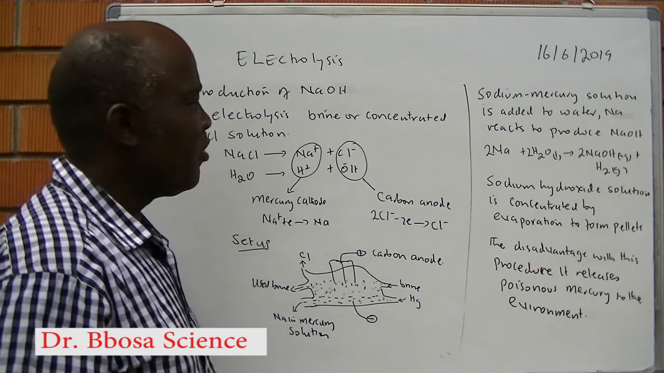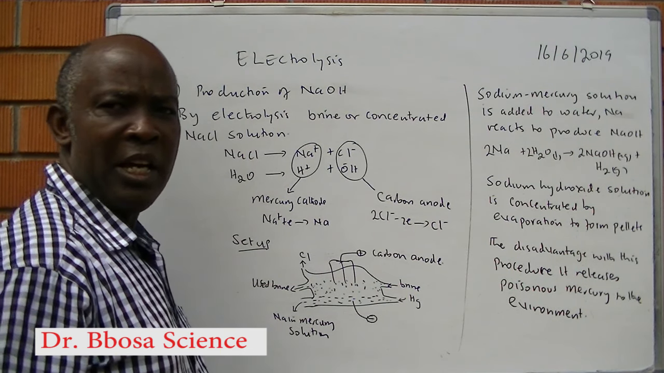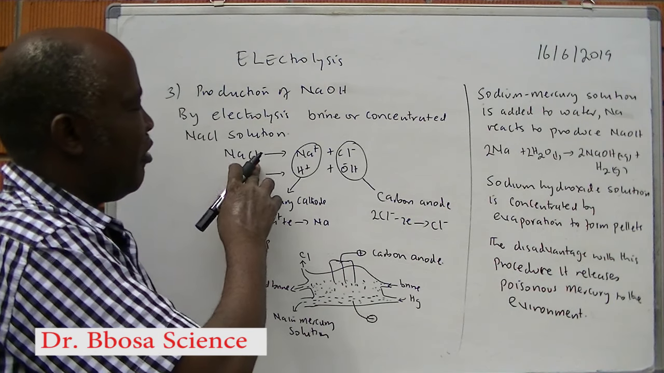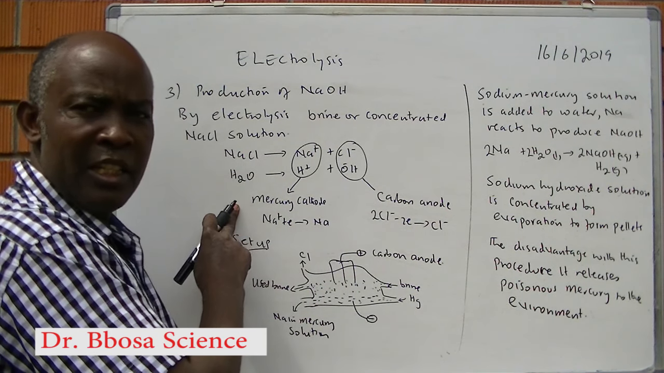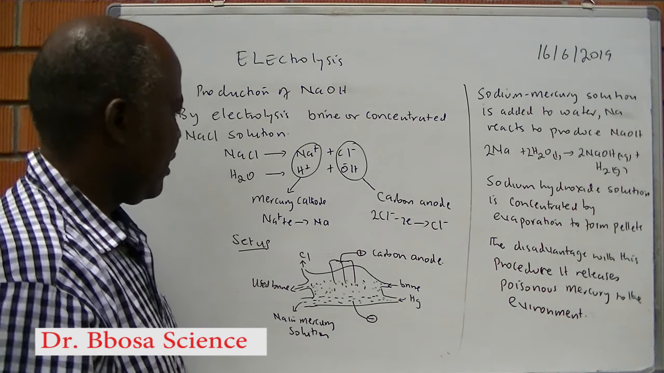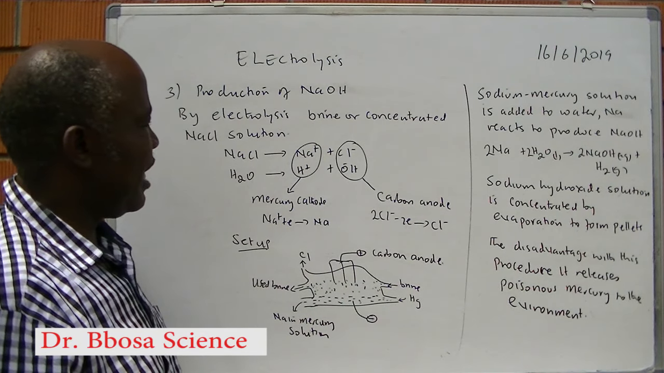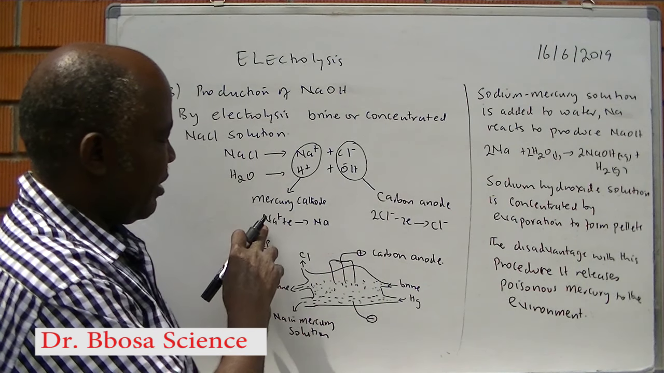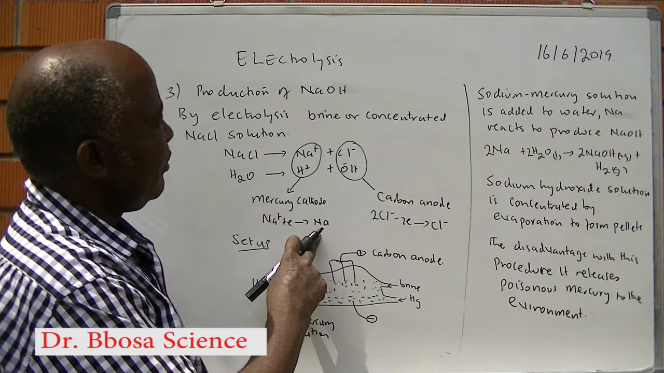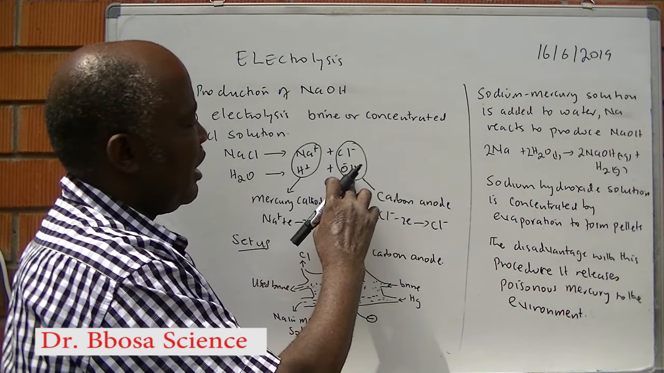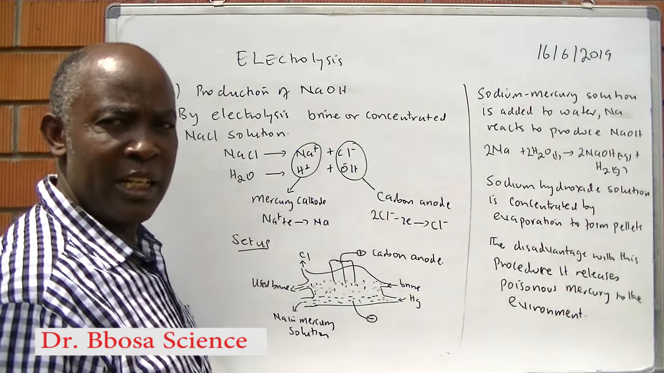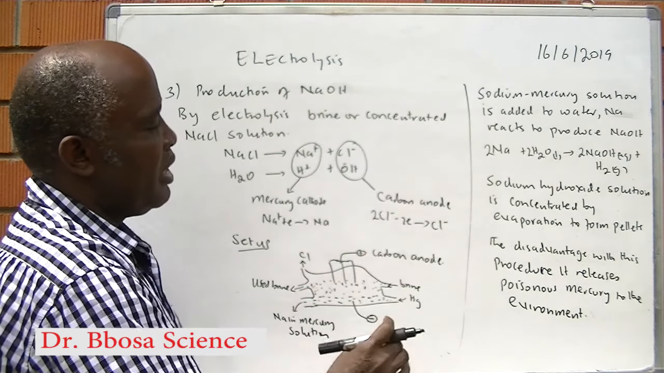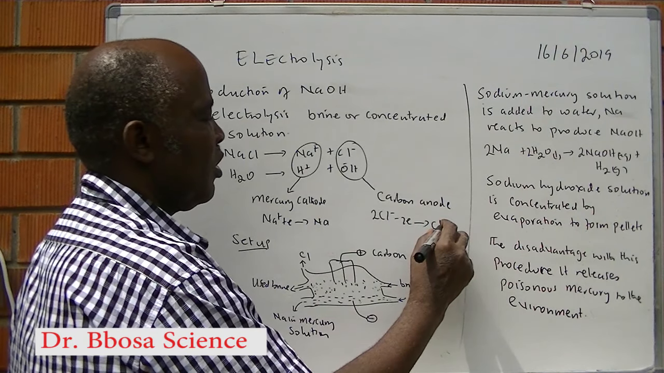Application number 3, the production of sodium hydroxide. This is produced by electrolysis of brine, or concentrated sodium chloride solution. Sodium chloride will ionize to form sodium ions and chloride ions. Water will ionize to form hydrogen ions and OH ions. So Na+ and H+ will migrate to the cathode, which is the mercury cathode. At the mercury cathode, sodium is selectively liberated. Then chloride ions and OH ions go to the carbon anode. Carbon is chosen because it doesn't react with chlorine. Then chlorine, because it is concentrated, will be selectively discharged to form chlorine gas.